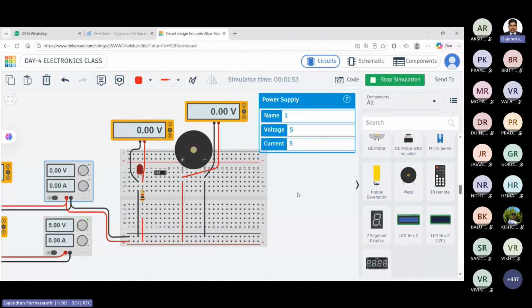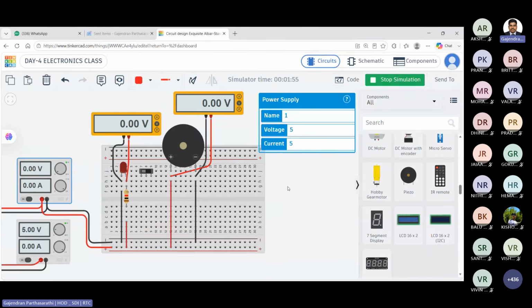You people do any one connection. Take a power supply, LED connected with the voltmeter or buzzer with the voltmeter. Please do it. Already completed. Many people are doing it in parallel. Muhammad Zarigan did it with the motor also. Yes, motor is the third one.